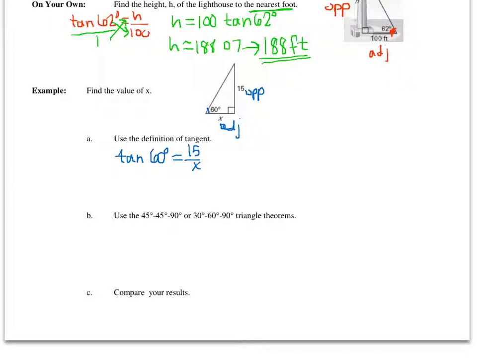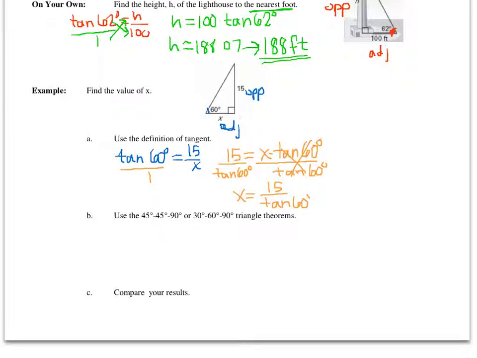So I can say the tangent of 60 degrees equals opposite, which is 15, over adjacent, which is x. I can turn the left side into a fraction now so that I can solve it. So I'll put it over 1, then cross multiply. 1 times 15 is 15, equals x times the tangent of 60 degrees. I want to get x alone. They're multiplied, so I'm going to divide both sides by the tangent of 60 degrees. And that leaves me with x alone on the right. So x equals 15 divided by the tangent of 60 degrees.